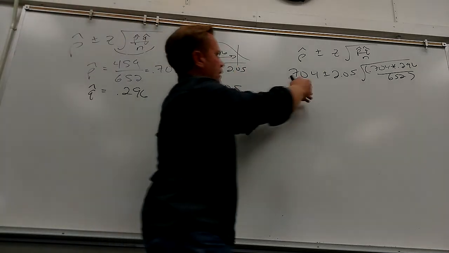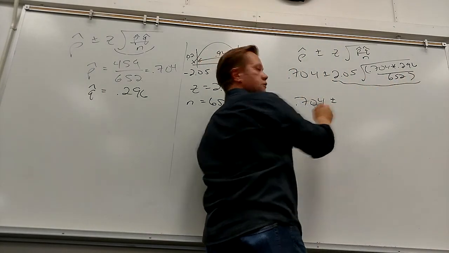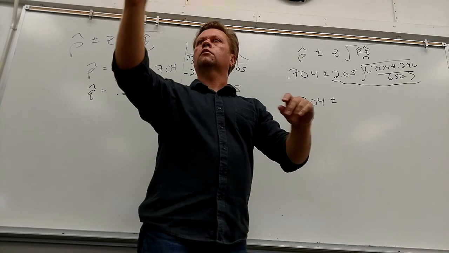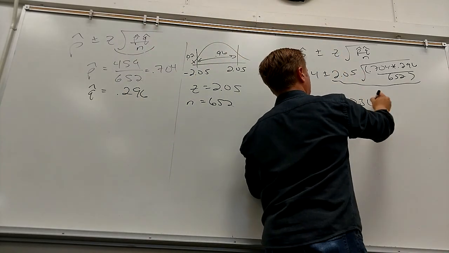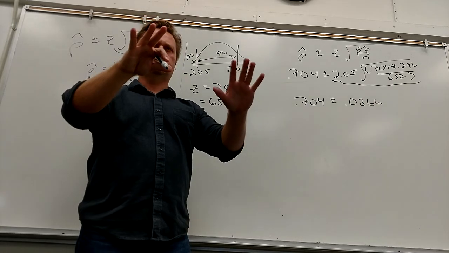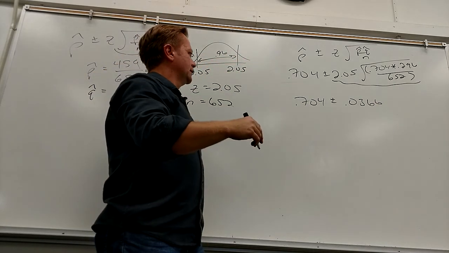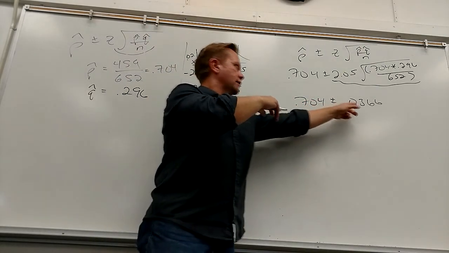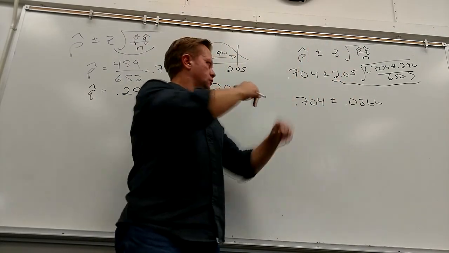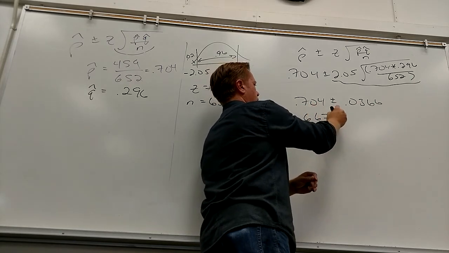And then I can figure out the error. What's the error going to be here? 0.0366. So what do you guys got? Okay. And now I just subtract that, add that. That'll be 0.6674.